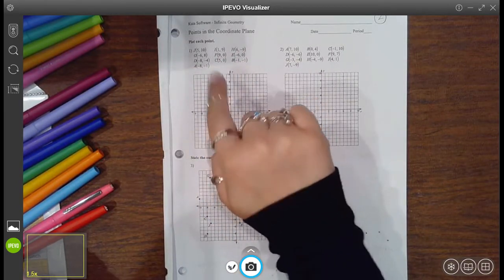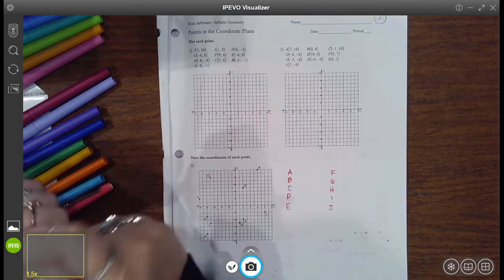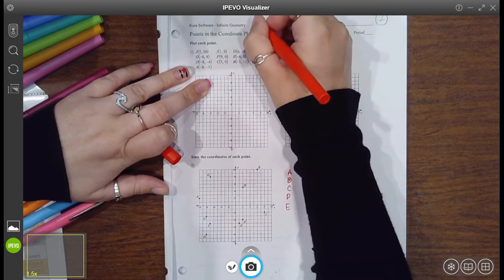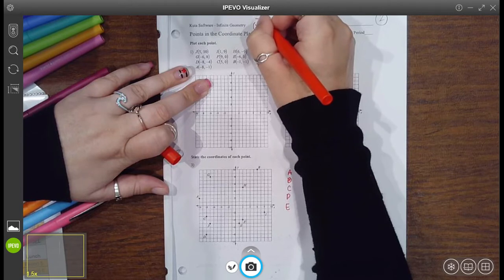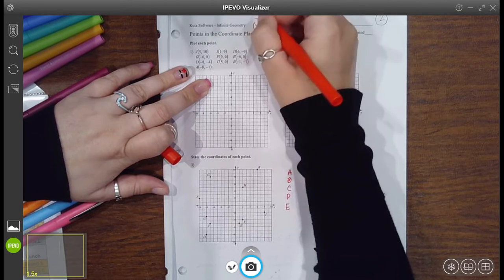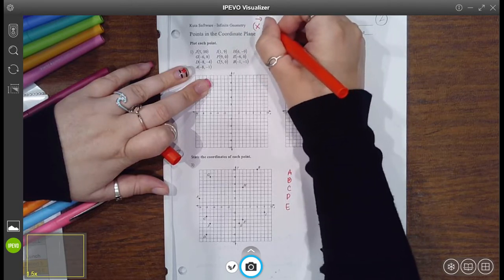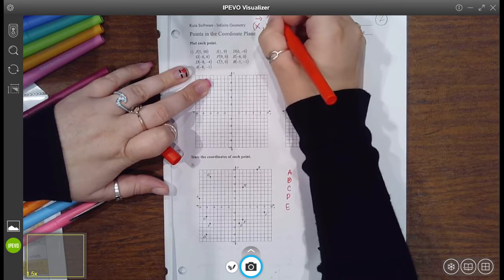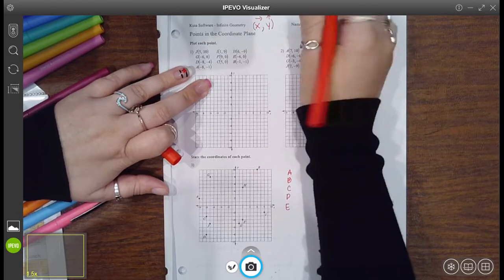For this first one, we're going to plot these points. Remember that the first point is the x value, and it tells you to either go to the right if it's positive or to the left if it's negative. And then the second one is the y coordinate, and it tells you to either go up if it's positive or down if it's negative.